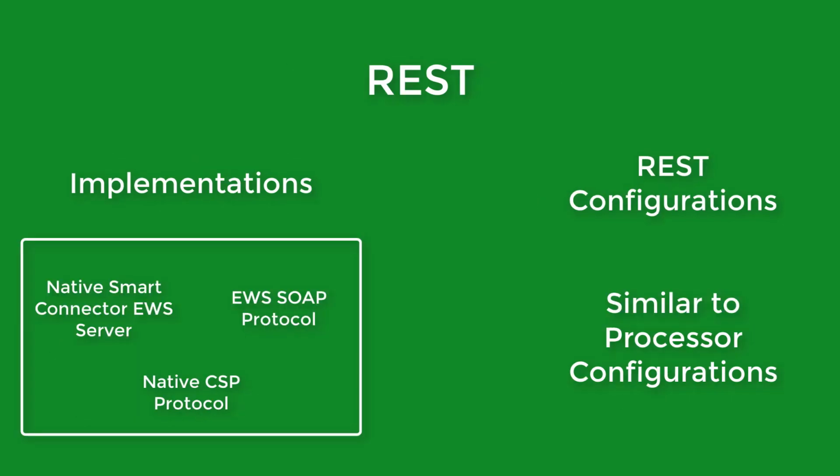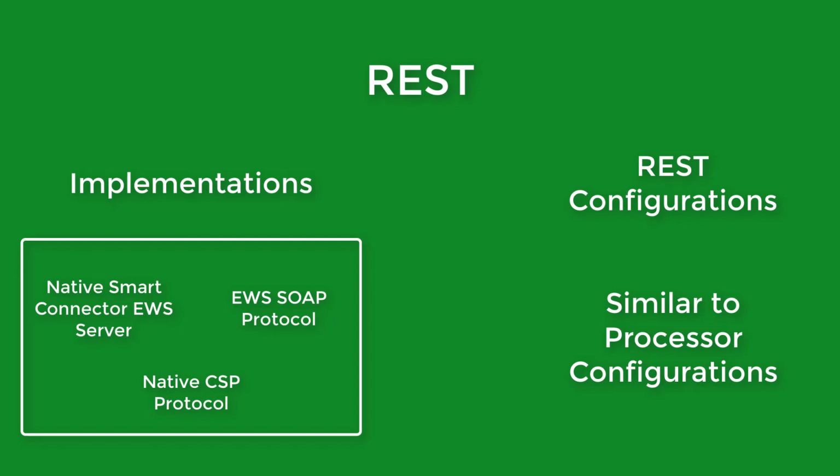As an alternative to having to write an EWS client for a third-party software package, Smart Connector also supports a built-in REST endpoint. REST support can be configured to serve data from either native Smart Connector EWS server, one based on the EWS SOAP protocol, or one based on the EcoStruxure Building Operation Native CSP protocol.